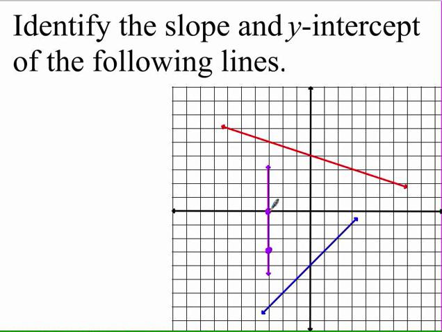So how far up do I go here? 3. Divided by how far left to right, because that would be my run? 0. So what is 3 divided by 0? Undefined. So the purple line would be undefined. All you're going to do is pick 2 points, pick the rise over the run. Okay, so here we go.